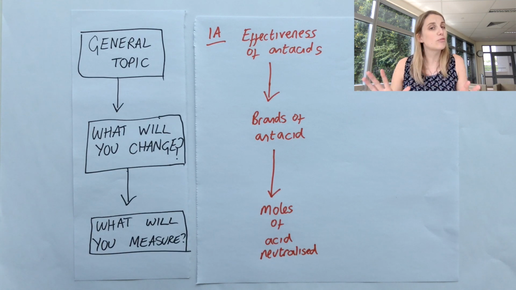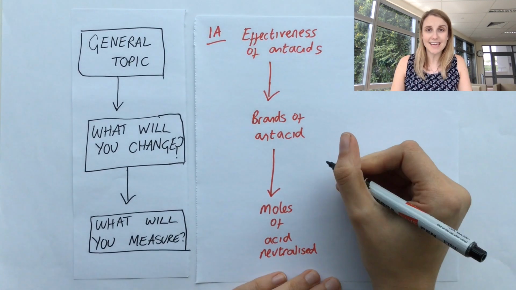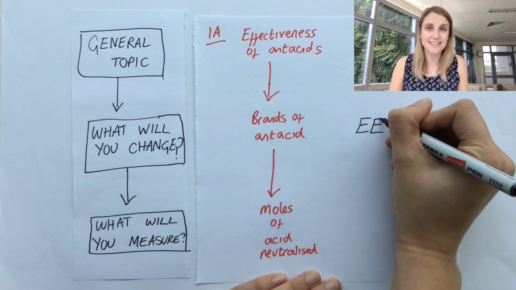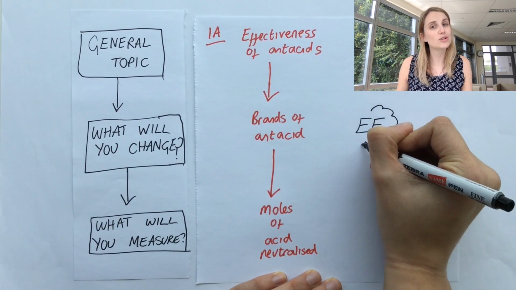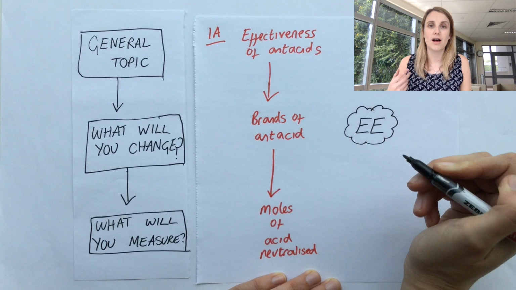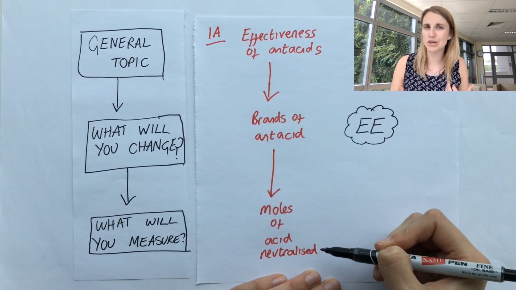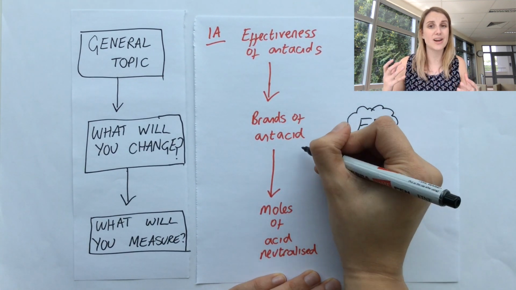Now, this would be great as an IA, but as an EE, you need an extra level of complexity because for an extended essay, you need to, in your conclusion, be able to draw some kind of argument. Now, the problem is that if you've got something like this, you'll eventually end up saying, oh, this brand neutralizes more moles than this brand, and you can't really say much more than that. So you need an extra level.